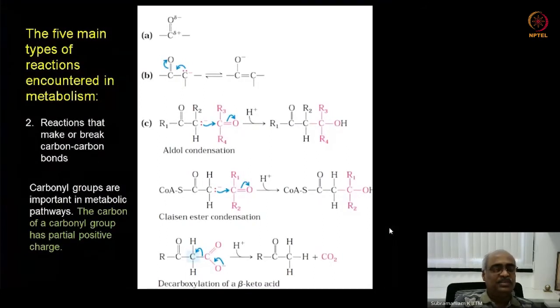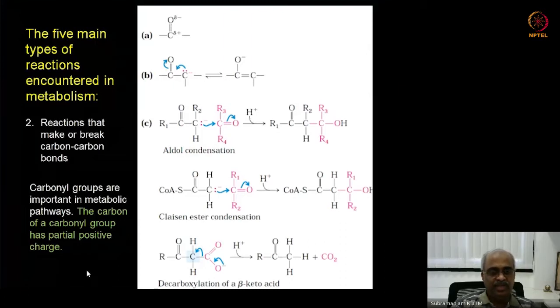Okay. So the second major type of chemical reactions that we find in biochemistry are carbon-carbon covalent bond formation or breakdown of the carbon-carbon bonds. Okay, so the reactions that make or break carbon-carbon bonds. So this is the second major thing, and this is very common in many synthetic reactions as well as breakdown reactions.